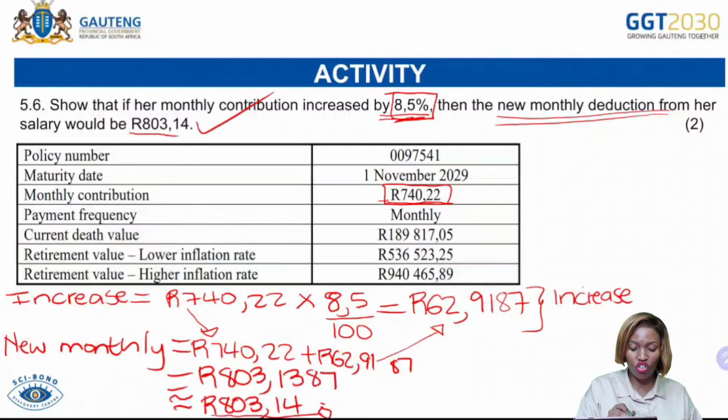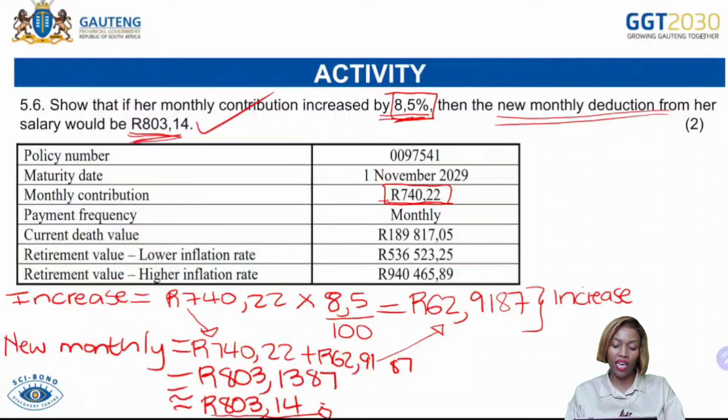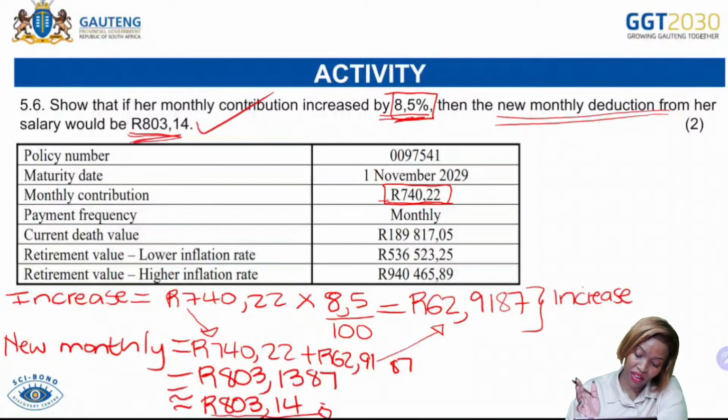They say that we must show, and we've done exactly that. The amount is 803 and 14 cents. This is how you show the value that they want. They actually want you to show how they determined that value, that value that they gave to you.